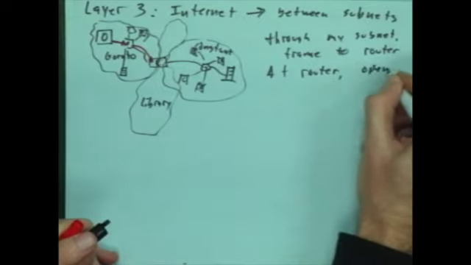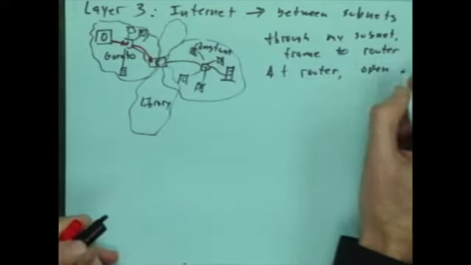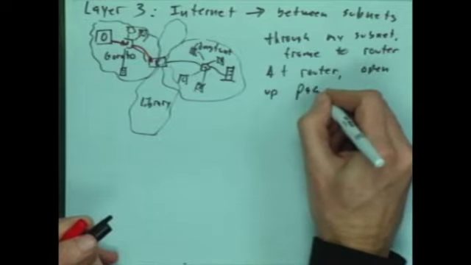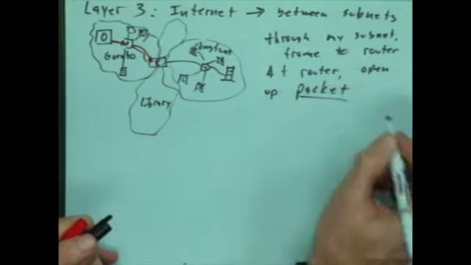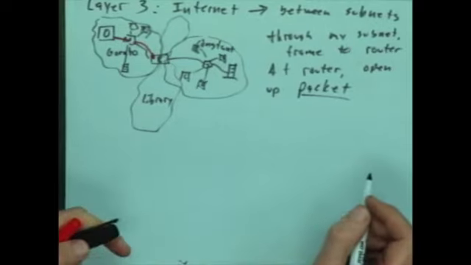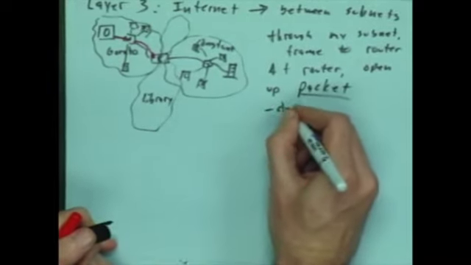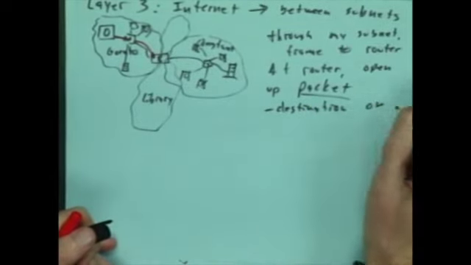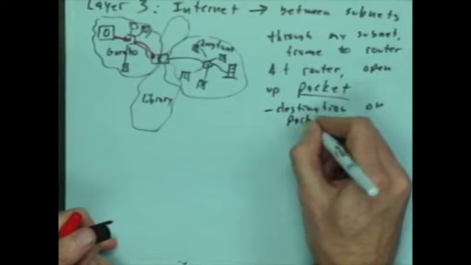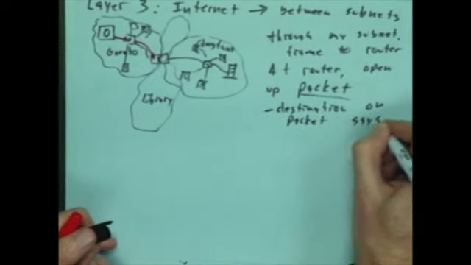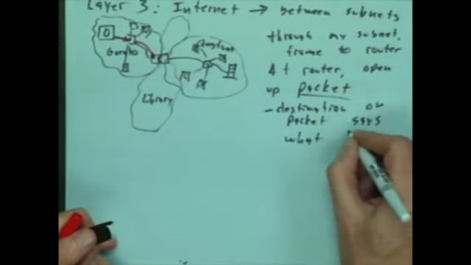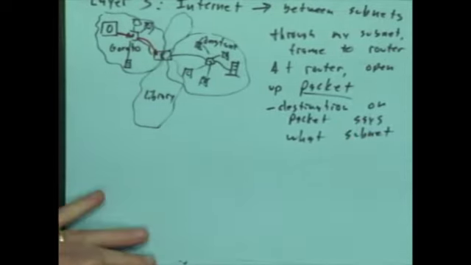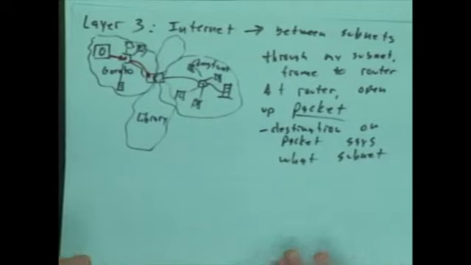we open the frame, or we read the frame. We read the frame, and we're going to open up what's called a packet. And the packet has a destination address on it. And the destination on the packet tells it what subnet to go to. All right, you guys see in here?